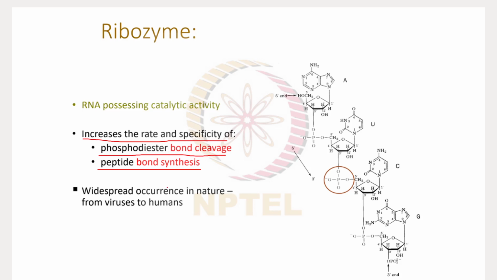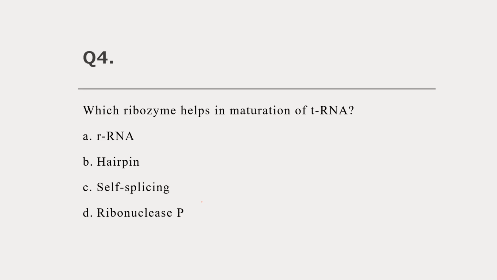A widespread occurrence in nature has been found for ribozymes, from viruses to humans. So in humans and also in viruses it has been found. I guess it's clear. So let's move to the next question.